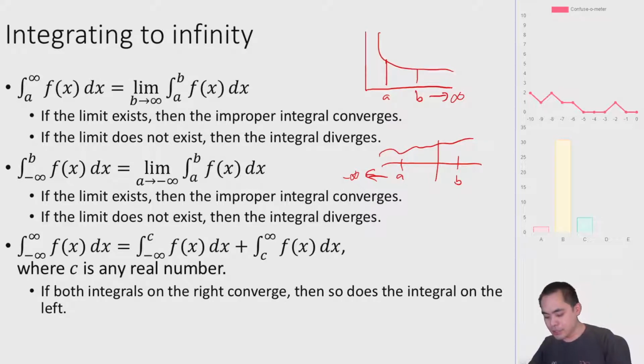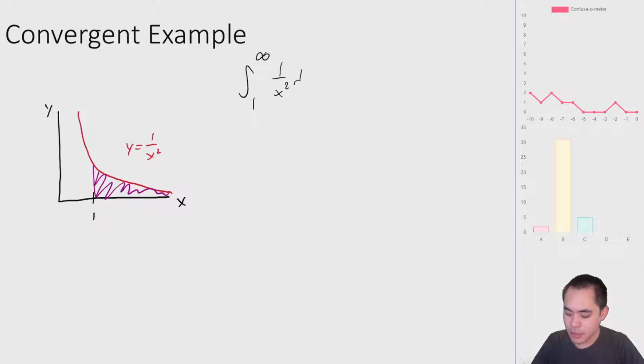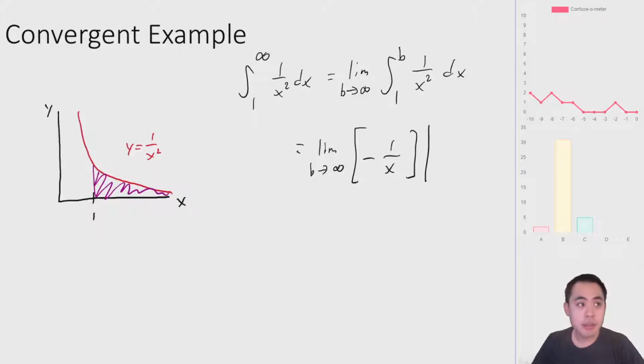So let's give a couple examples, and hopefully that'll make this a little bit more clear. So let's start by giving you a convergent example. So this is the integral from 1 to infinity of 1 over x squared dx. So that's going to be equal to the limit as b goes to infinity of the integral from 1 to b of 1 over x squared dx, which is going to be equal to the limit as b goes to infinity of minus 1 over x from x equal to 1 to x equal to b.